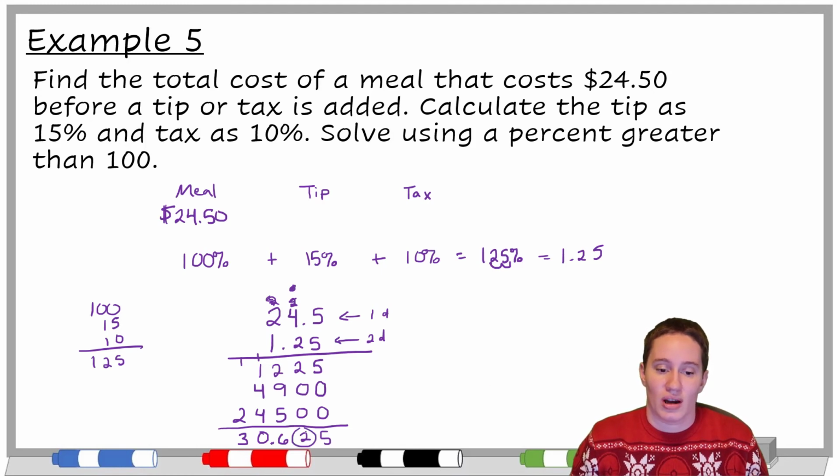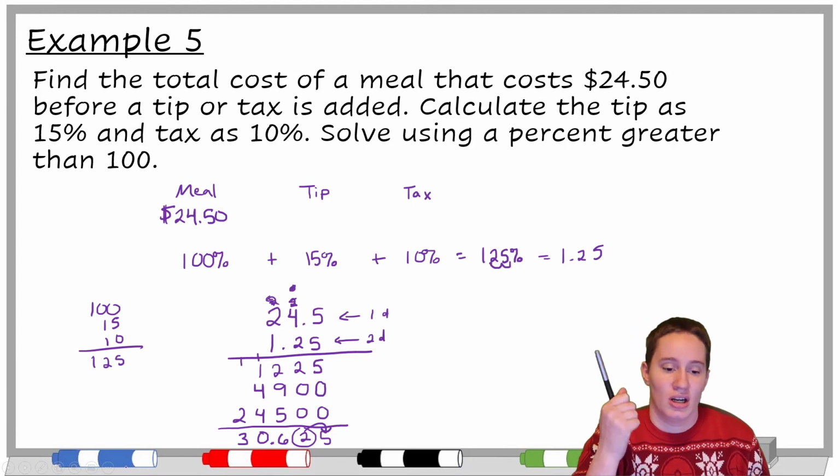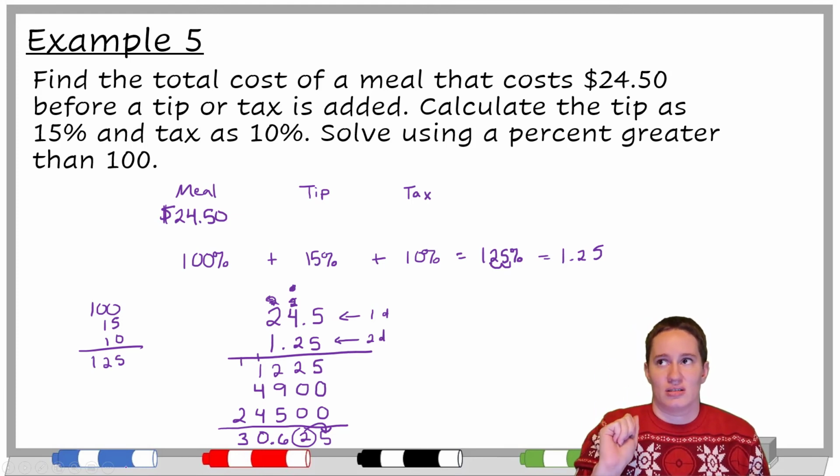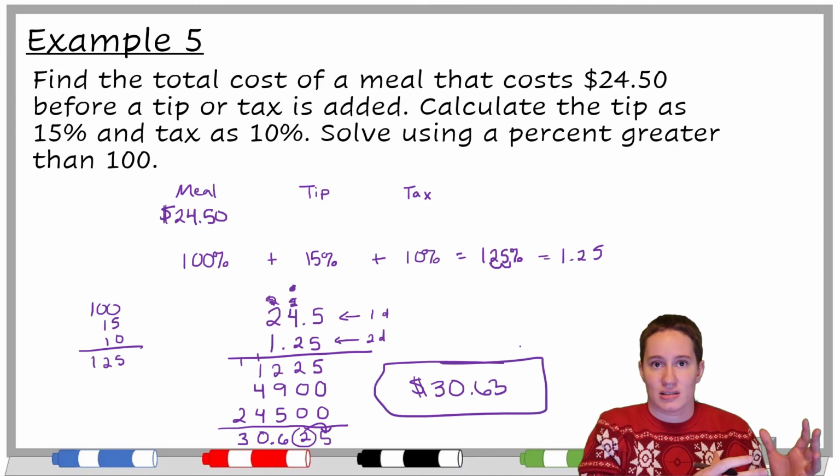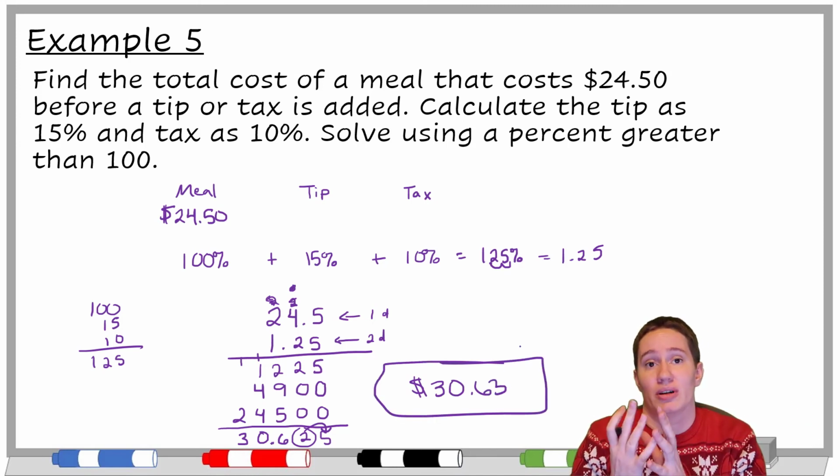The other thing, though, is we have to round up to the nearest cent, because you wouldn't hand somebody $30.62.5. That's not something you'd do. We'd round this up so that we have $30.63.